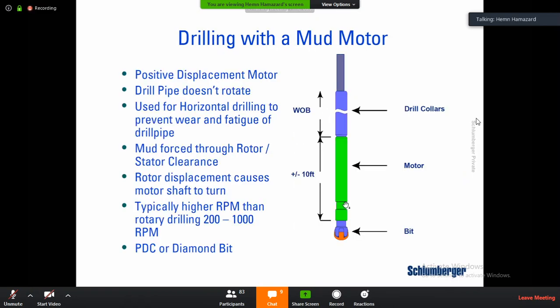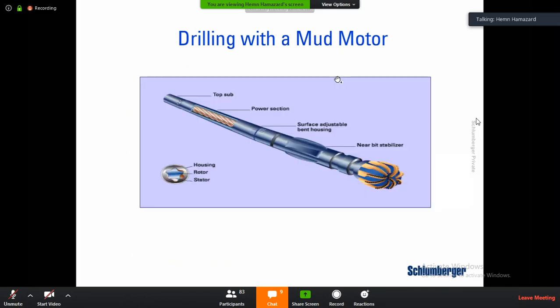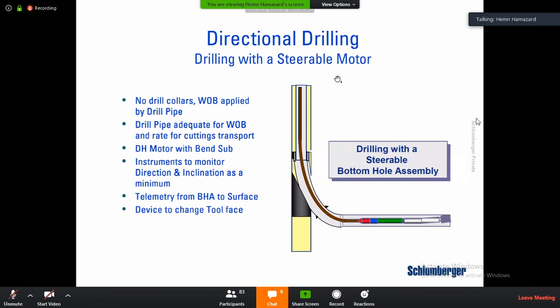Drilling with mud motors: this is the mud motor. The very basic idea is that while you are pumping, the motor has a stator and rotor. It can rotate the bit without applying any rotation from the top. We're going to discuss directional drilling slides in detail on the third day, so no big deal if we skip them now. So now I can take all the questions.